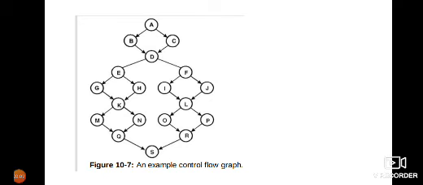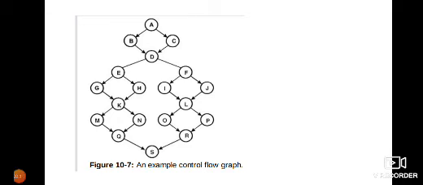Another formula is C is equal to P plus 1, where P is the number of predicate nodes. A predicate node is a node that contains a condition. So C is the number of predicate nodes plus 1. We'll count the number of predicate nodes.